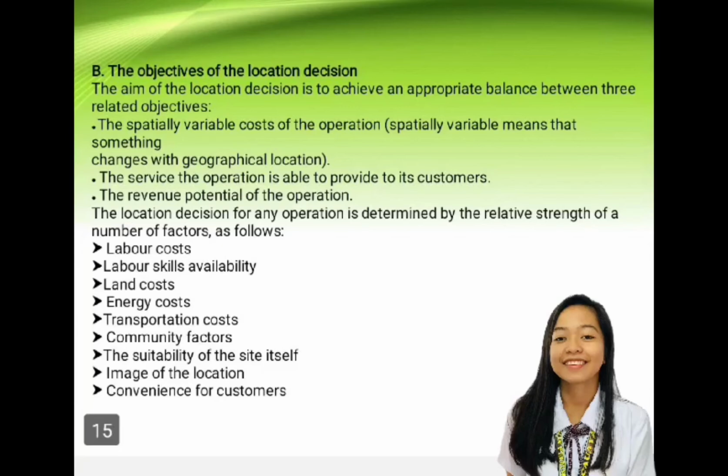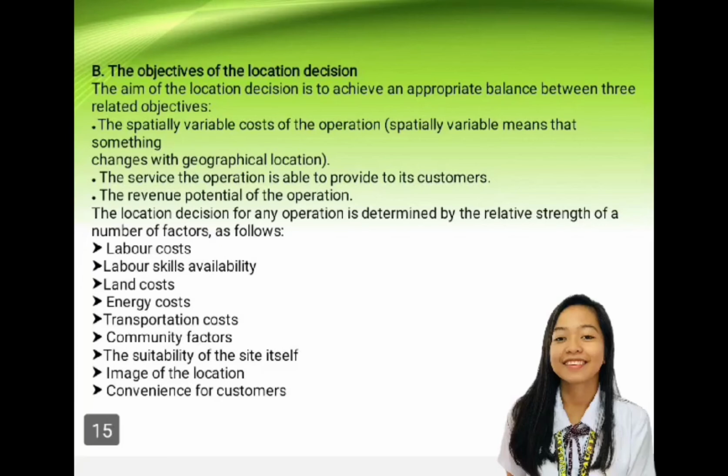Number 2 is labor skills availability. One reason for a location decision is the labor skills availability. Of course, you are going to put up an operation wherein there is a highly trained or experienced segment of the workforce that can complete complex mental or physical tasks on the job.